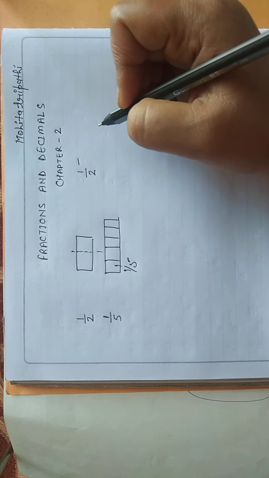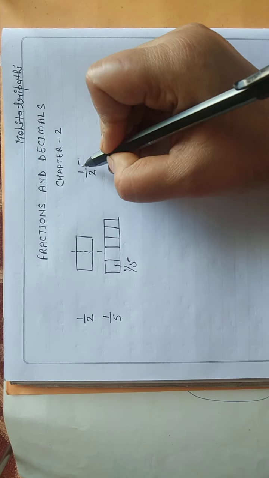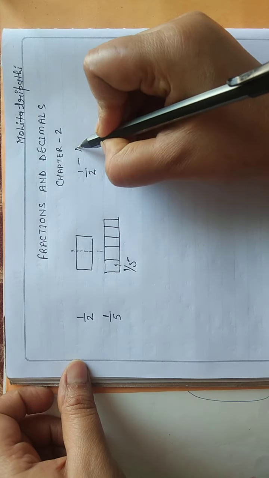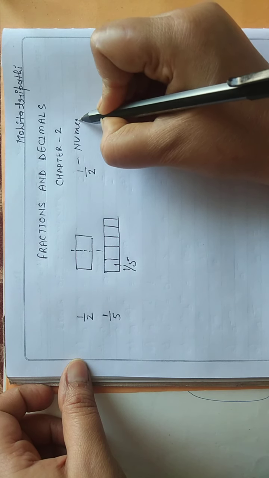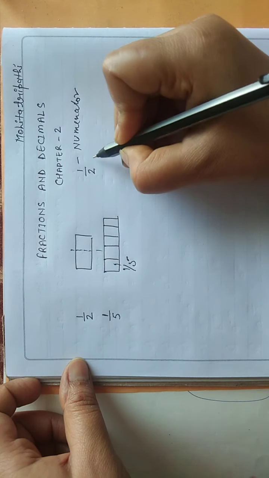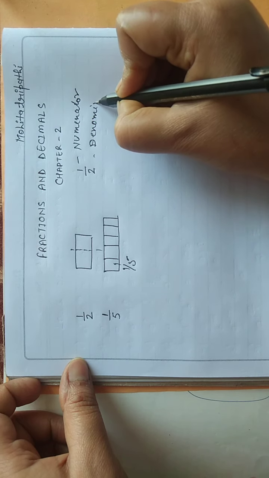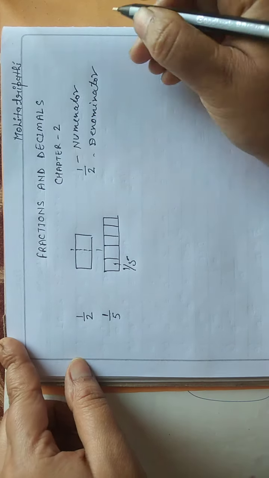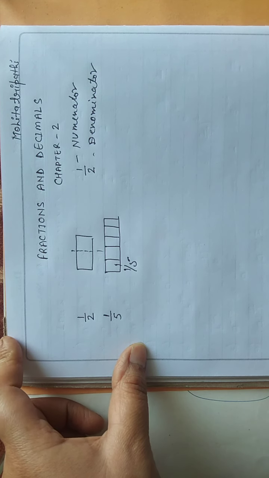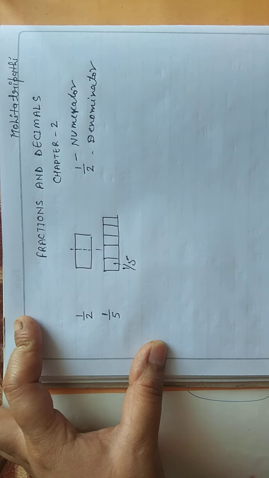So in a fraction, if we are saying 1/2, it is a part of a whole, and this portion is called the numerator, and this is the denominator. These two are the terms in a fraction.